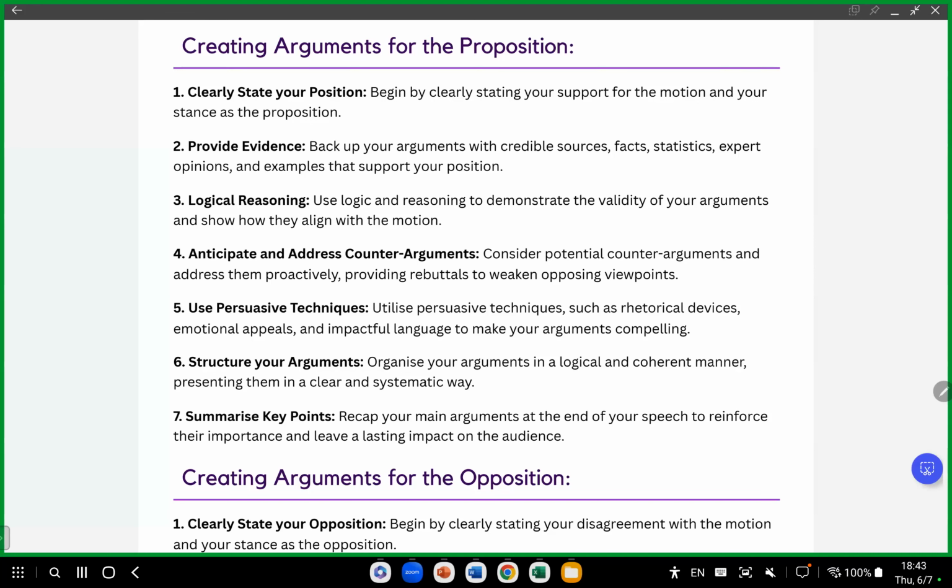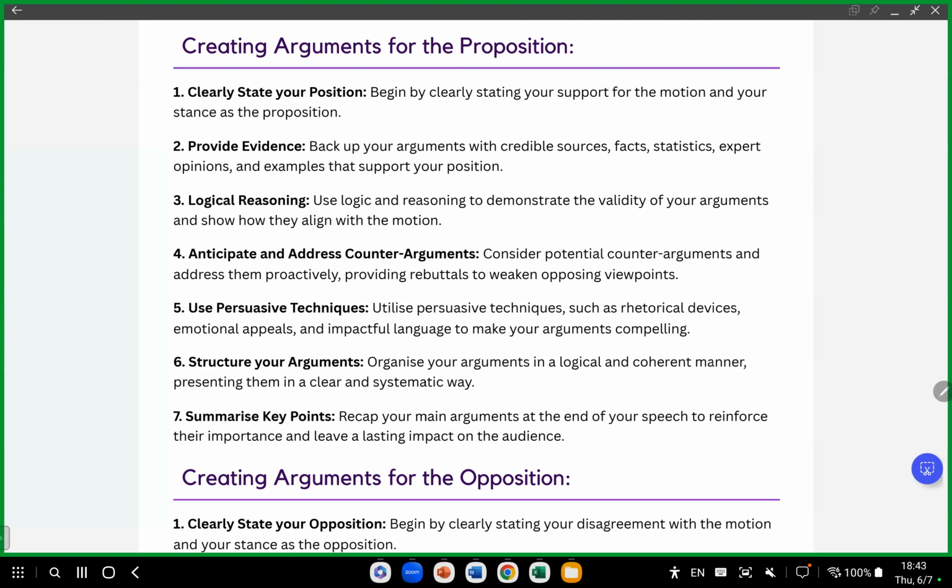And impactful language, which is just using big words and big statements that make the audience really listen to what you're saying. And if you can do all of that, you will make your arguments very compelling. People will believe them and want to listen to them.